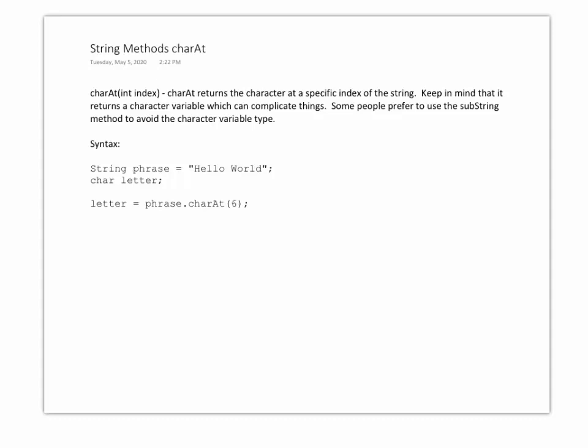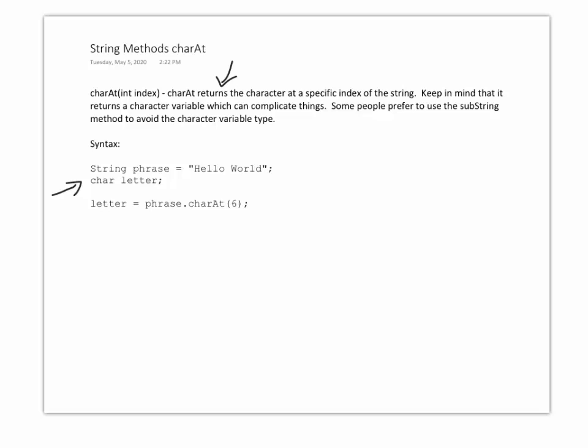So if we know which digit in the string we want to look at, then we can return the character at that index. One of the key things to keep in mind is that it returns a character variable. That's important. It doesn't return a string. And that's why a lot of people actually prefer to use the substring method, and we'll look at that next.